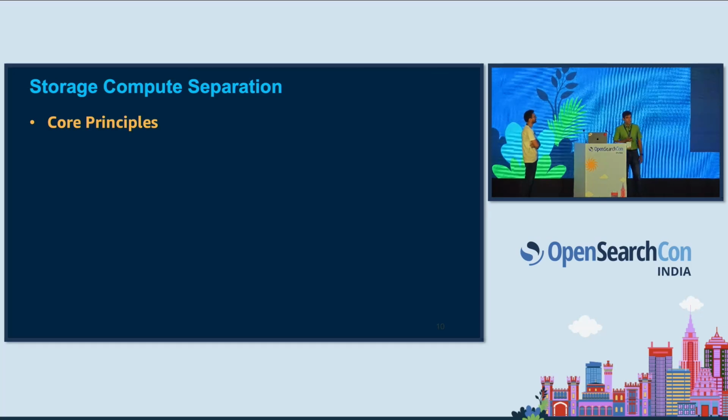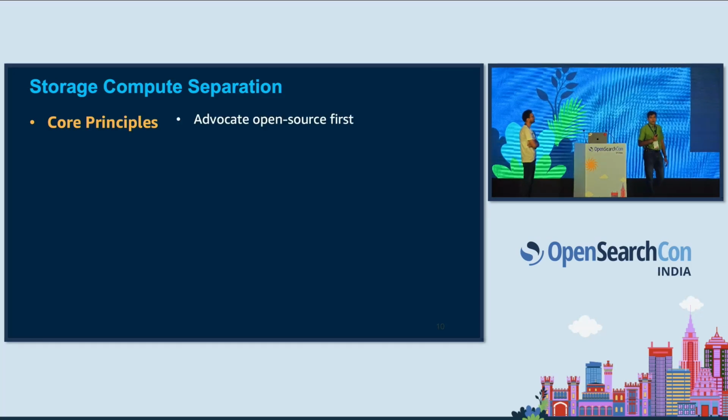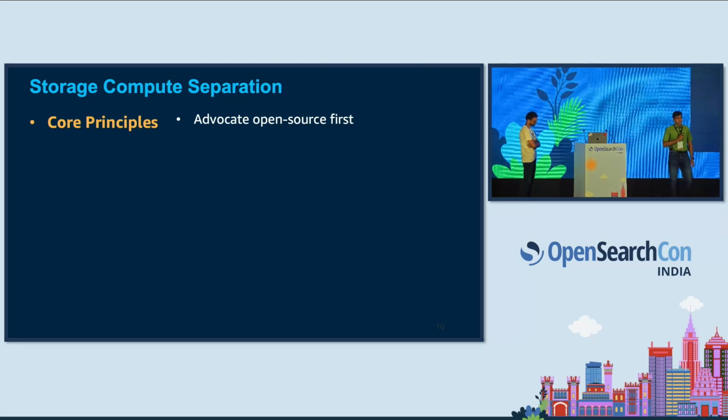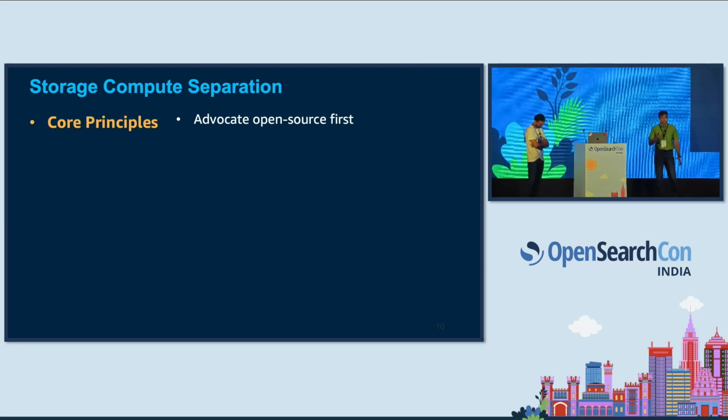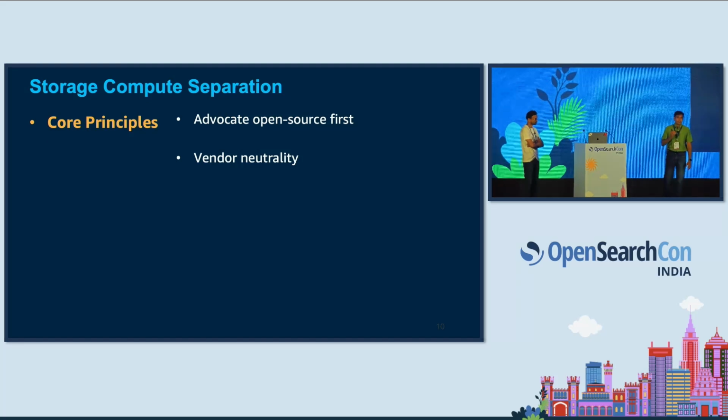So what are the core principles? Open source first. We want to deliver all the values in open source so that other users of open source can also benefit from it. Vendor neutrality. We have to support all the vendors, so we support S3, Azure, GCP, Oracle. All the object stores are supported with our implementation.